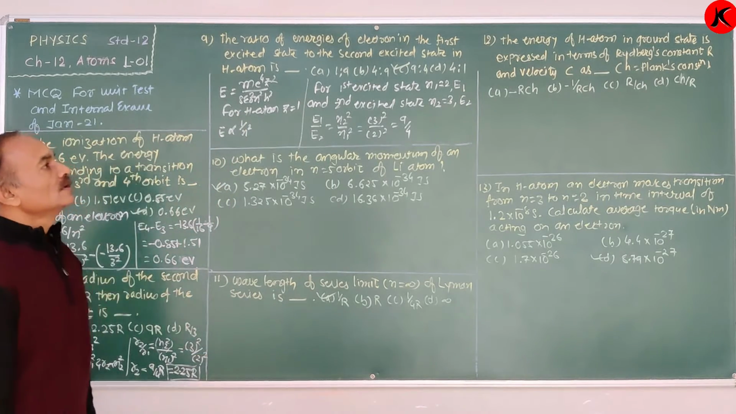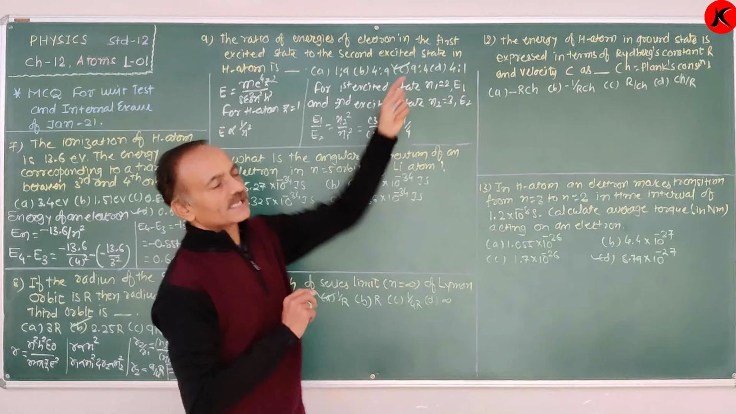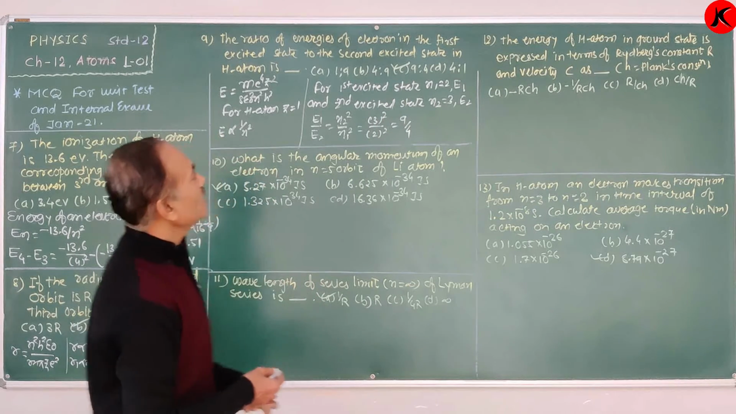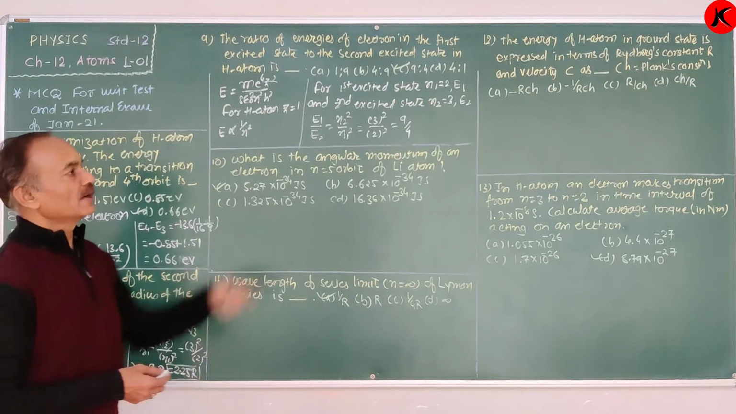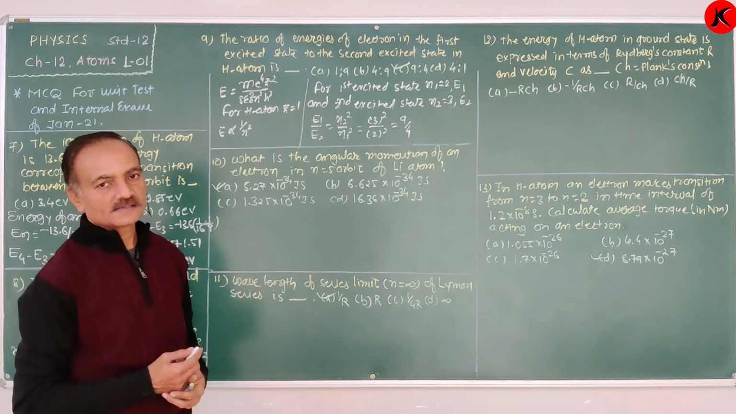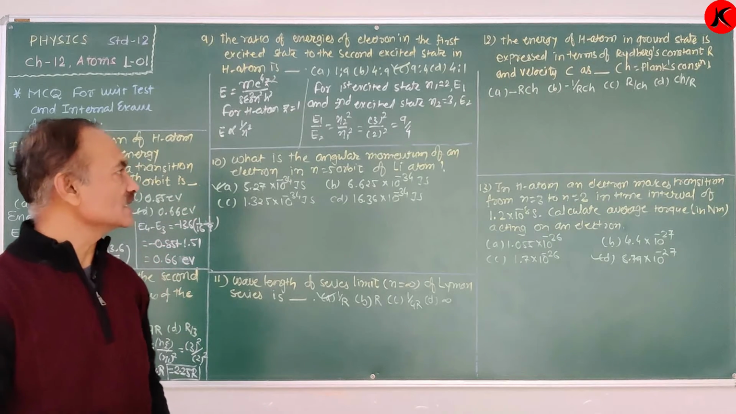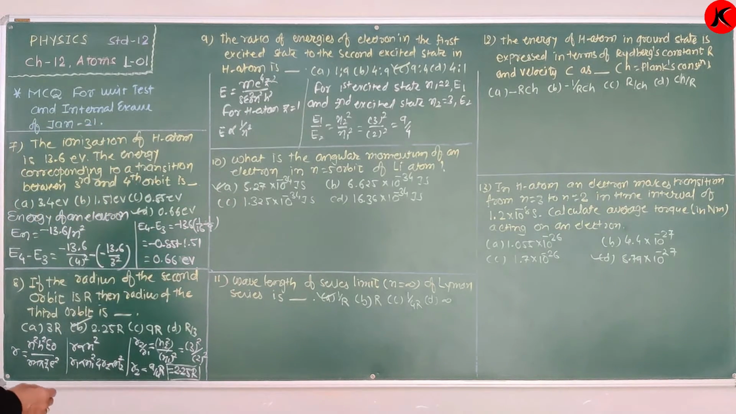Okay, now for the first excited state, the number of the orbit is 2, and for the second excited state, the number of the orbit is 3. So we substitute the value, and we obtain the ratio of the energy E1 upon E2 is equal to 9 by 4.